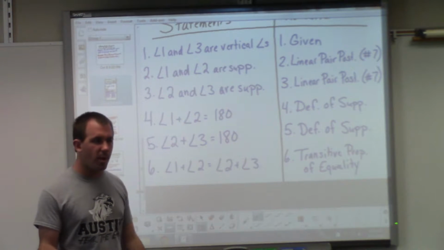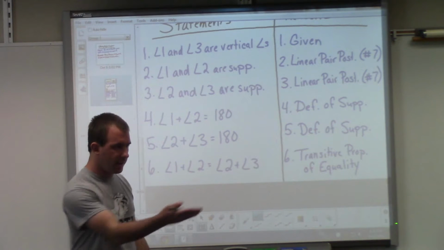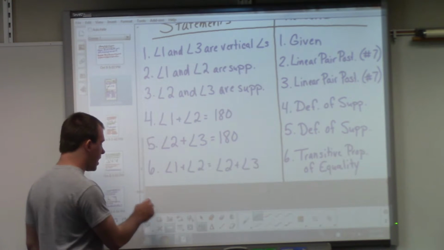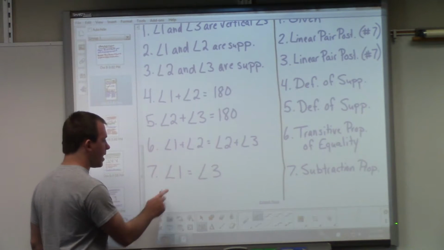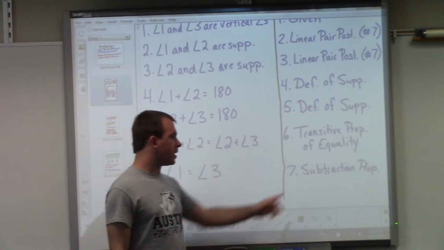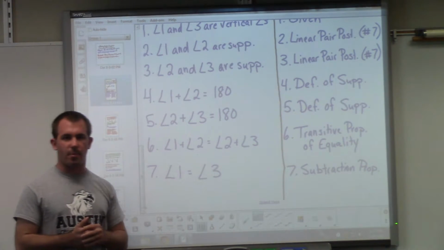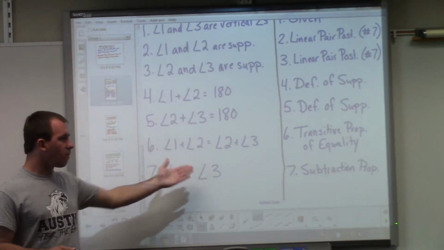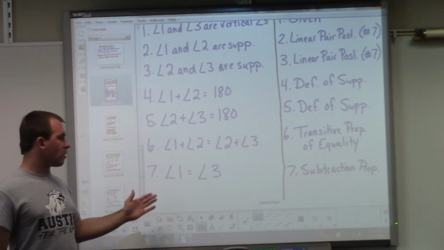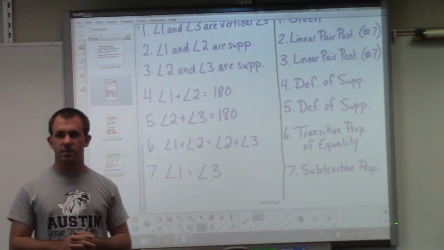and if we're subtracting, what property is that? Yeah, it's the subtraction property. Good job! So we know that angle 1 equals angle 3 using the subtraction property. Therefore, we have proven angle 1 is equal to angle 3.